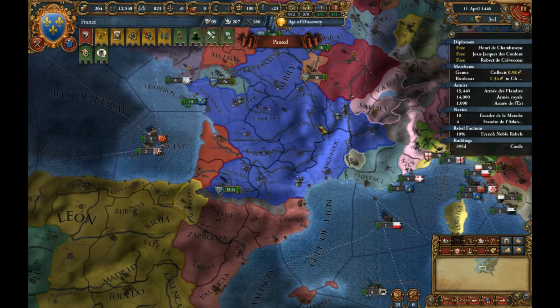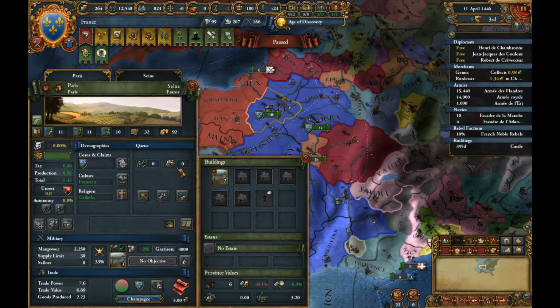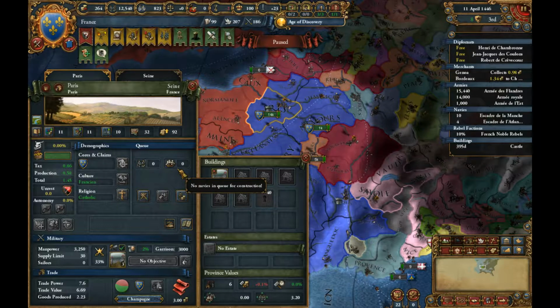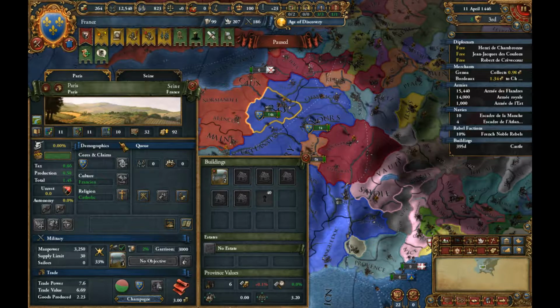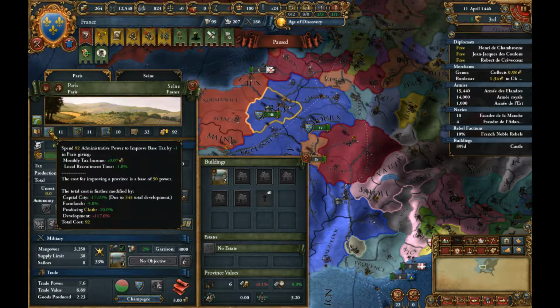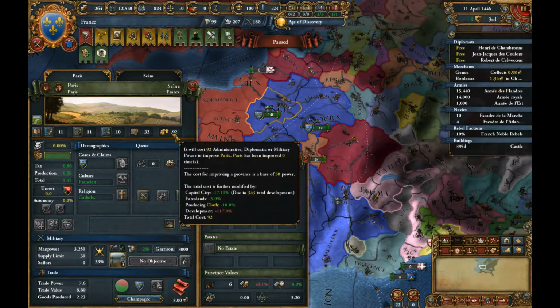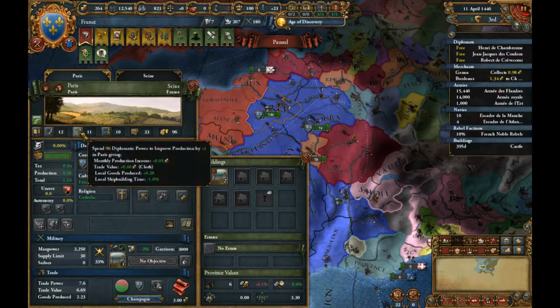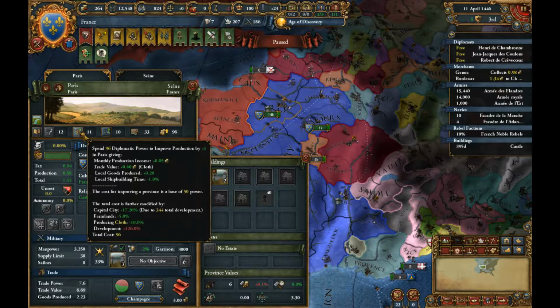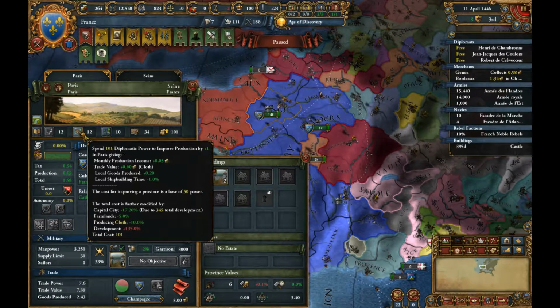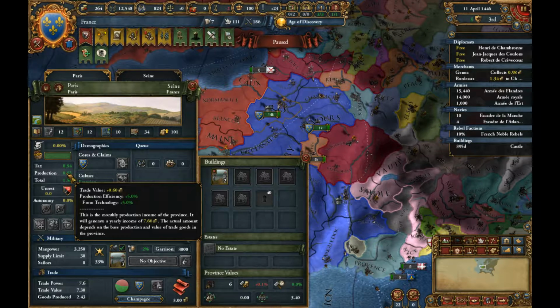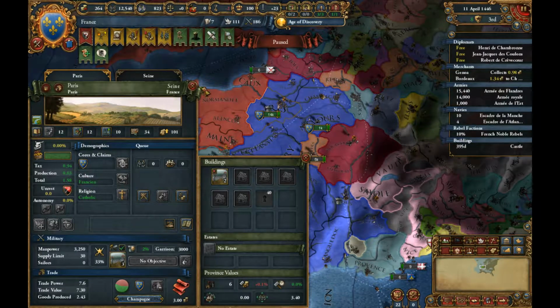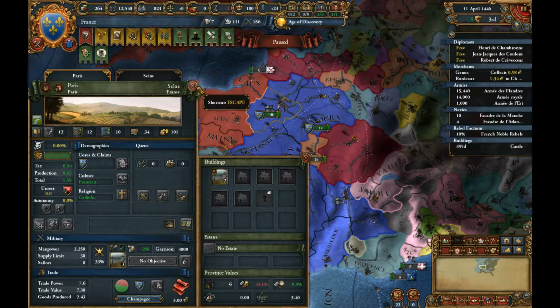So it raises the income. That's the first point, to make states after territories, if you can do it. If you cannot, there are other ways. The next point is to increase development. I can spend some administrative power to increase the development of Paris. It costs me quite a lot because it's highly developed. But if I do this, I will raise my tax income. With diplomatic power here, I can increase my production income. So I raised my income, but not really much. That's the first thing you can do.